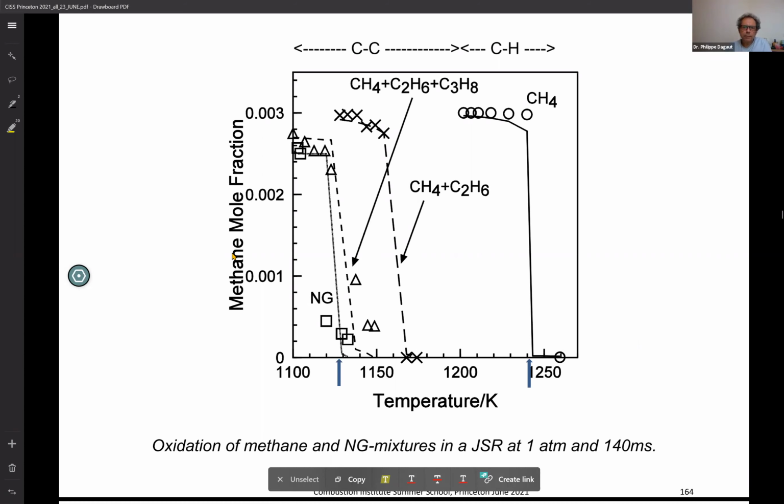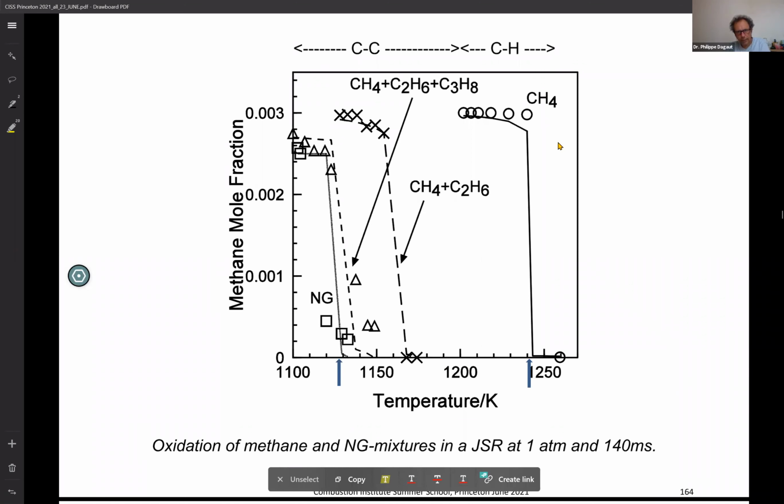And what we can see is that methane doesn't react under this condition below 1240 Kelvin, whereas the other mixtures react in the range of about 1130 and 1170. So it's way below. And why is that?